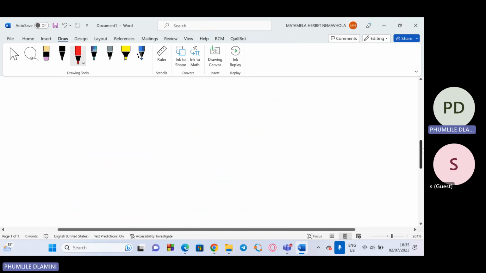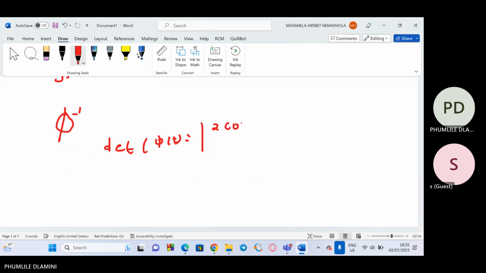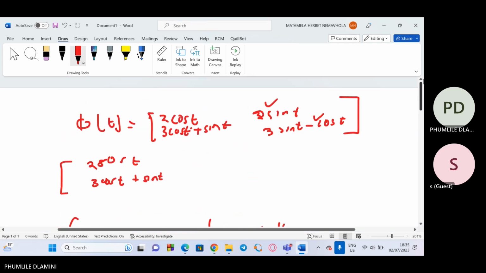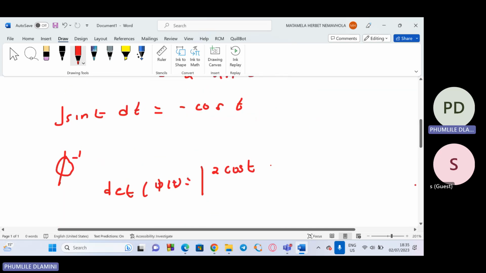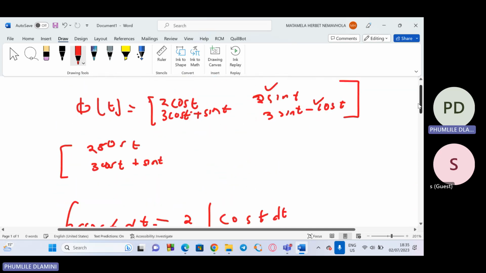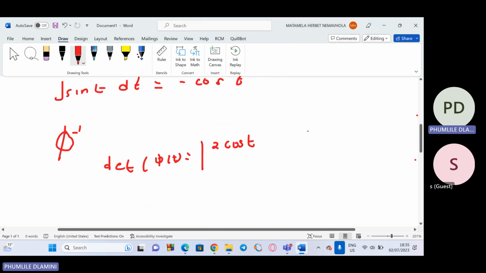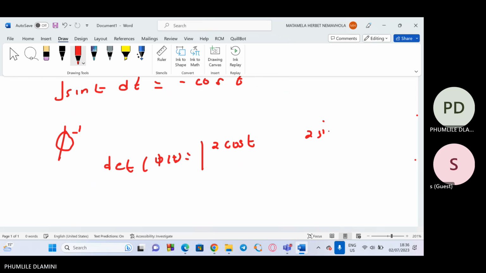The first entry is 2 cos t, so this side is going to be 2 sine t. Then it was 3 cos t plus sine t, so this side is going to be 3 sine t minus cos t.